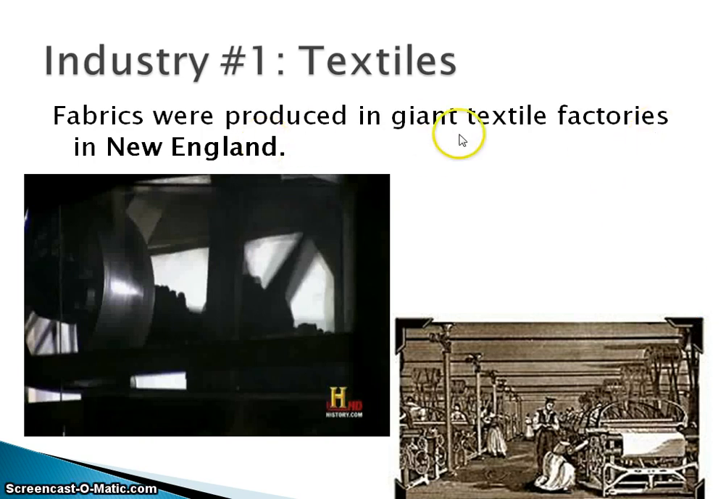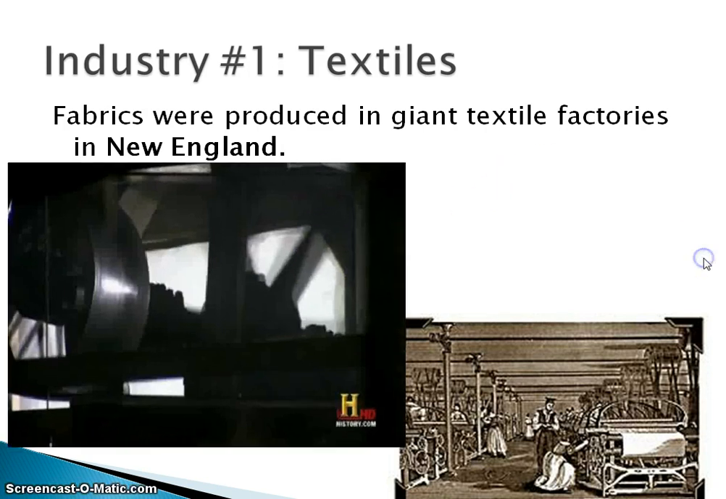Fabrics were produced in textile factories in New England. Textile is just a fancy word for fabric. So the jeans you're wearing, the t-shirts you're wearing, those are all textiles. New England is a region in the northeast, so the very tippy top. Let's watch a quick extra video to tell us more about these factories.